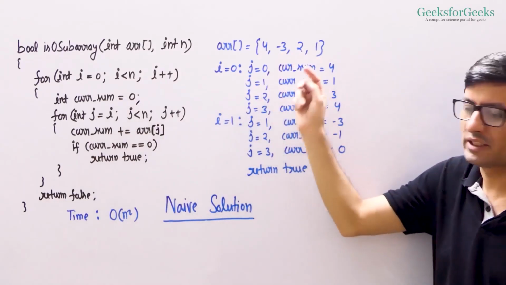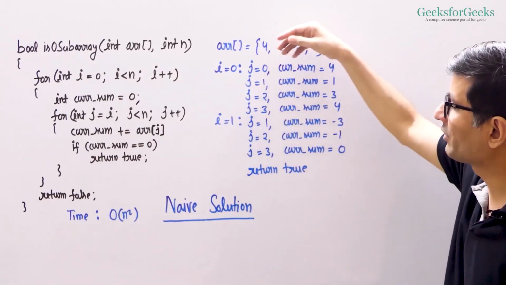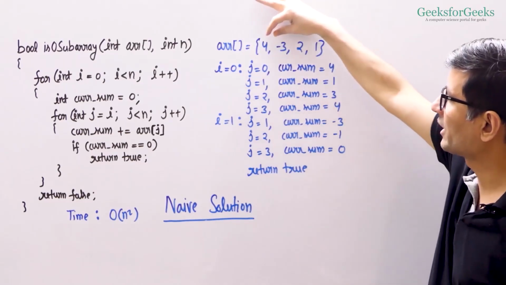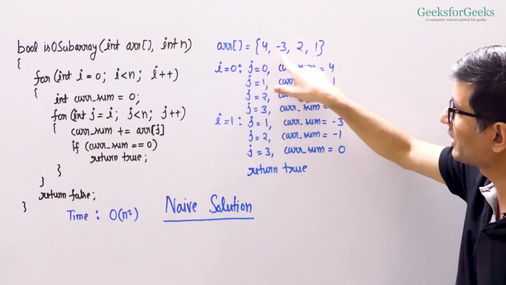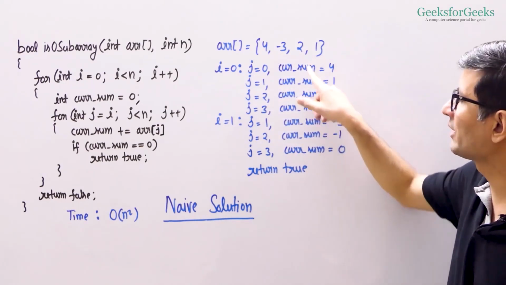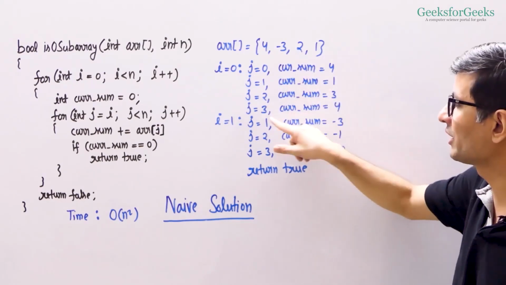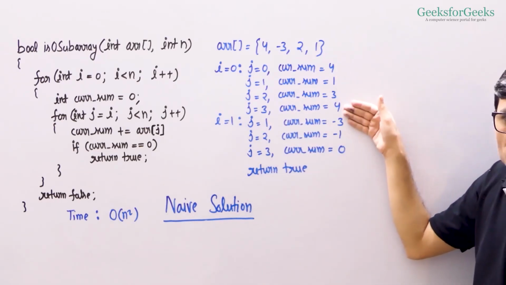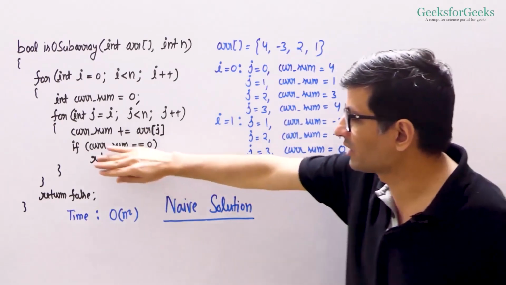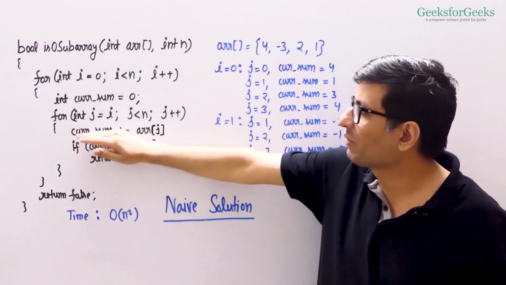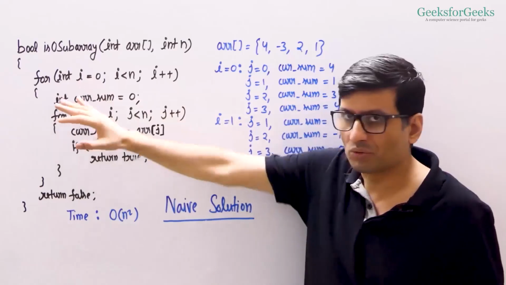Now when we move to the next iteration i equal to 1, we will have 1 element, 2 elements, 3 elements, right? So for i equal to 0, we consider the ending point as j equal to 0 first. We compute the current sum as 4, then we consider the ending point as j equal to 1. We update the current sum as 1, then we consider ending point as 2, then ending point at 3. At none of these points do we find sum 0, right? So current sum never becomes 0, we never enter inside this if condition for i equal to 0.